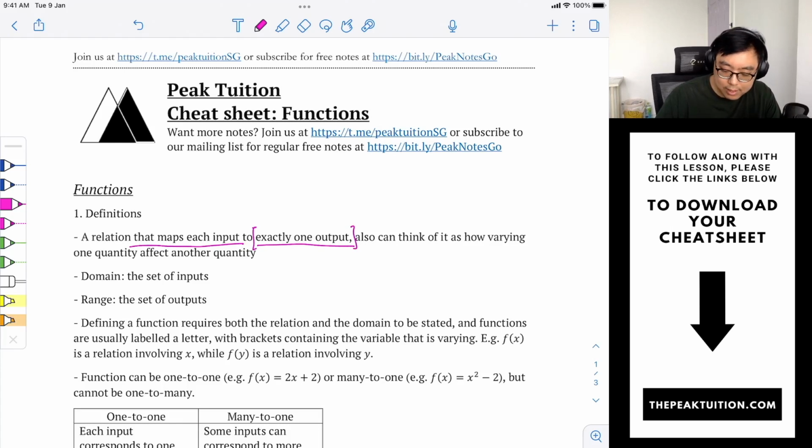So each input, they are all numbers within a domain. Domain is just all the possible inputs, and range is all the possible outputs. And to denote a function properly, the relation is denoted as a letter, usually f, and there's a bracket that tells you what is the input that you take. Usually it's denoted as x, but sometimes it can also be other letters like y, u, v, etc.